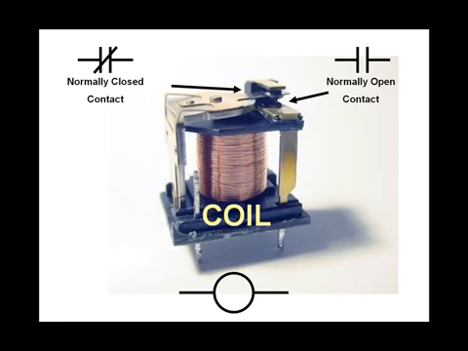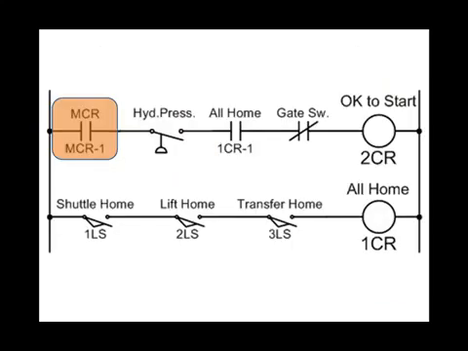Let's look at this example. Look at the bottom rung in this relay circuit. You have 3 limit switches labeled shuttle home, lift home, transfer home. They are the permissives or conditions that determine if the all-home relay 1CR is energized or de-energized. So the state of the coil 1CR becomes a collective representation of those 3 limit switches.